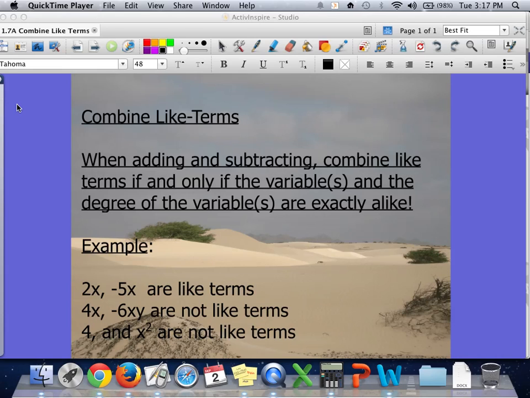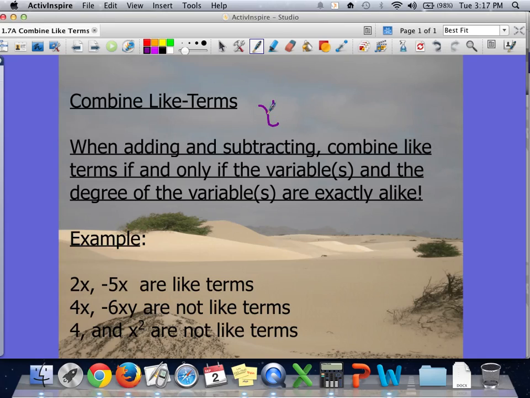Okay, when we're talking about the degree, when we have a problem that looks like x and x squared, these are not like terms because while they have the same variable, x and x, this is a degree of 1 and this is a degree of 2. So they have to be exactly the same in order to add them. So these are not like terms.